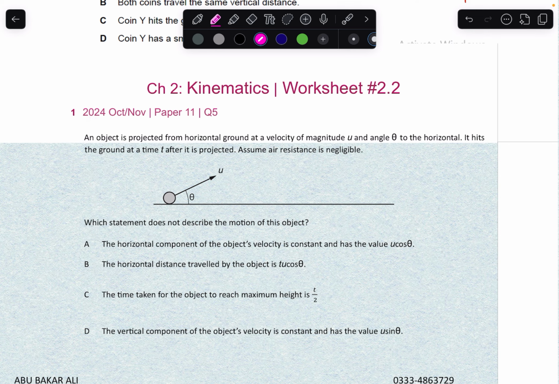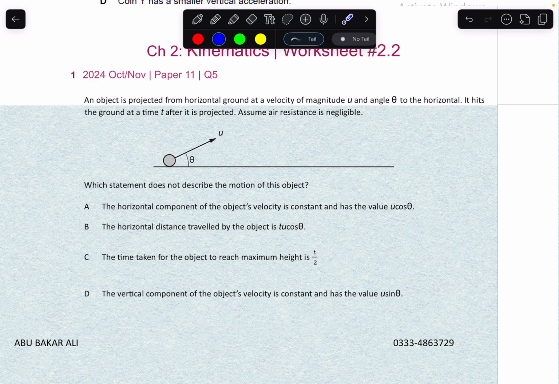Okay, so let's begin with the first question that we have. They're asking: an object is projected from the horizontal ground as shown in the diagram, and it has an initial velocity of u making angle theta. It's given here. And which statement does not describe the motion of the object? So what we have to focus on is "not describe."